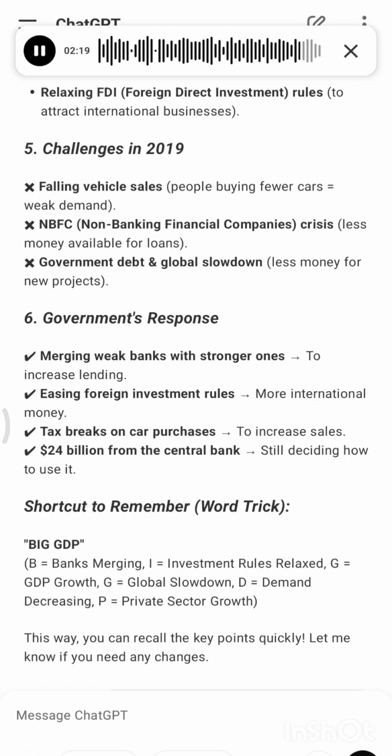Shortcut to remember, a trick. Big GDP: B equals banks merging, I equals investment rules relaxed, G equals GDP growth, G equals global slowdown, D equals demand decreasing, P equals private sector growth. This way, you can recall the key points quickly. Let me know if you need any changes.